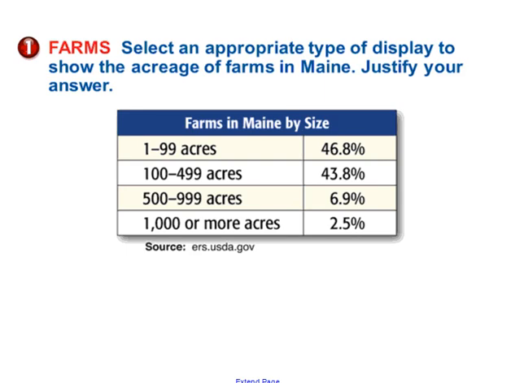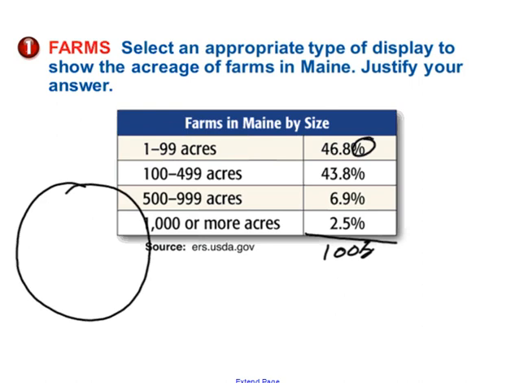So, farms. Select an appropriate type of display to show the acreage of farms in May. Justify your answer. As I look at this, I can see, first of all, it's written in percentages. I want to do a little checking here. I want to add those percentages up. I'm going to do that on my calculator. And that does come out to be 100%. So since it is in percent and it does come out to be a total, I believe the circle graph would be the best way to display the data.